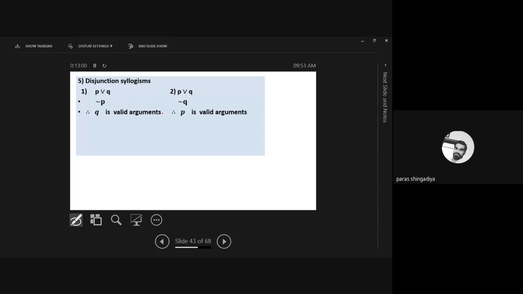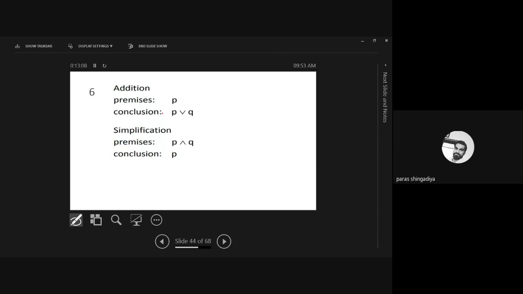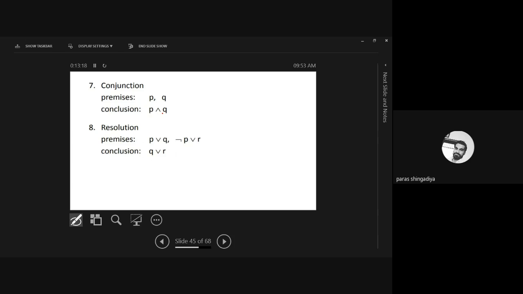And here it is. Yeah, that we'll discuss in the next lecture. Disjunction syllogism, and 6 is additions, premises, conclusion, simplifications, premises, conclusion. 7 is conjunction premises. 8 is the resolution premises. Okay, these are the valid arguments.